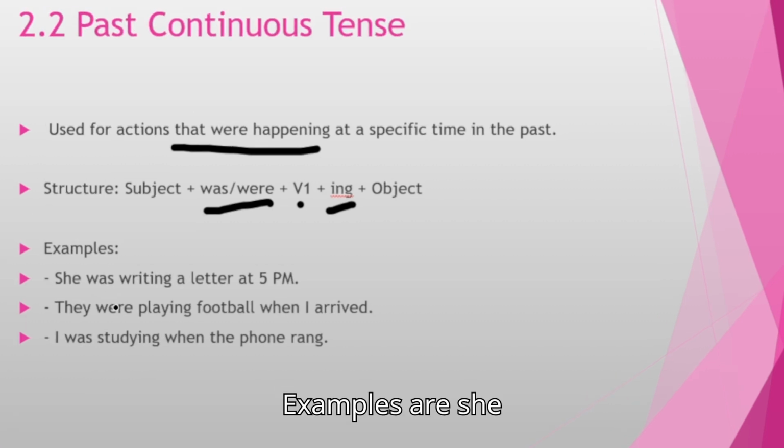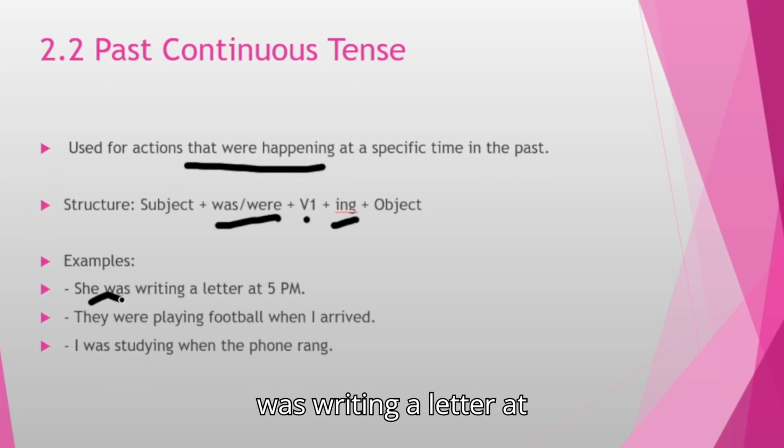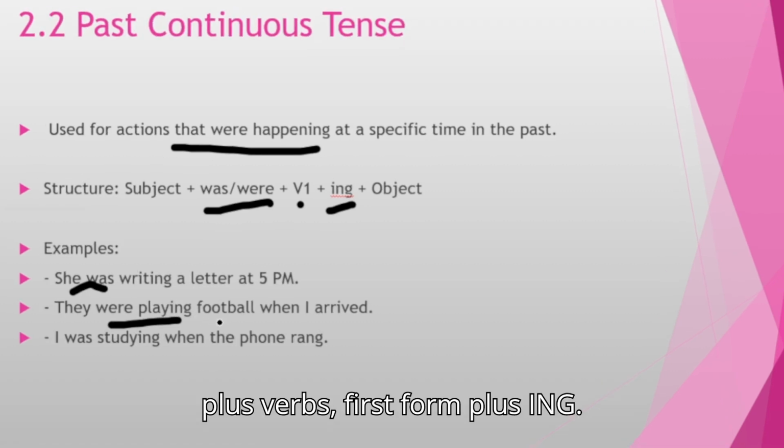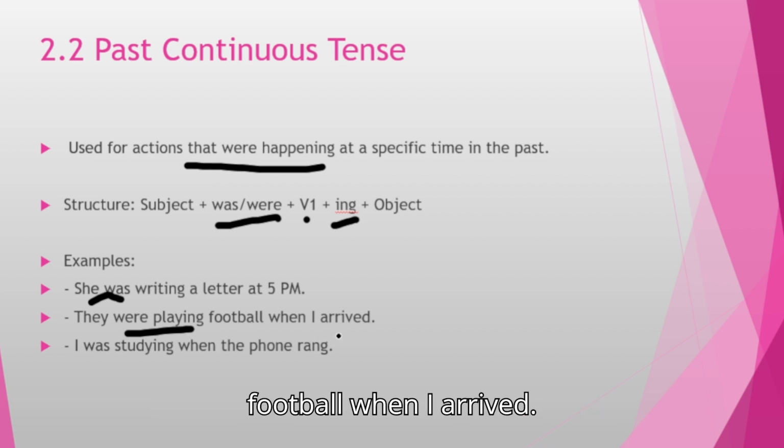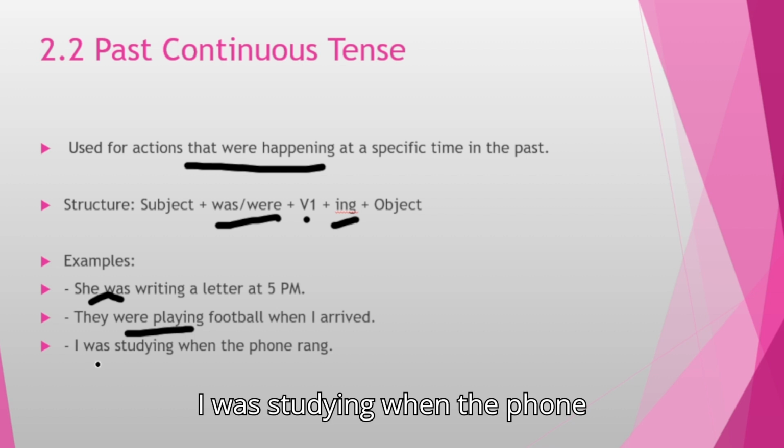Examples are she was writing a letter at 5 p.m. They were playing. Was, were plus verb's first form plus ing plus object, football. They were playing football when I arrived. I was studying when the phone rang.